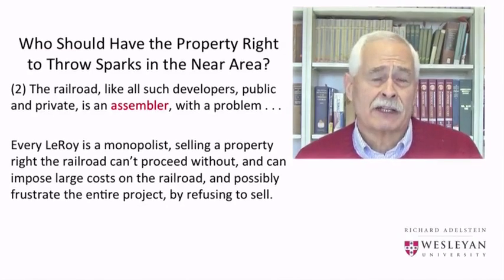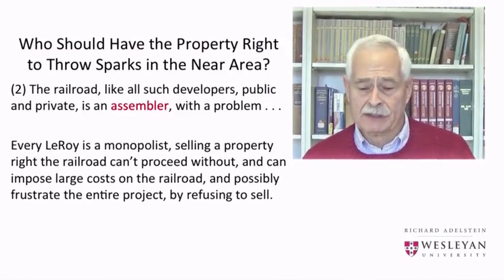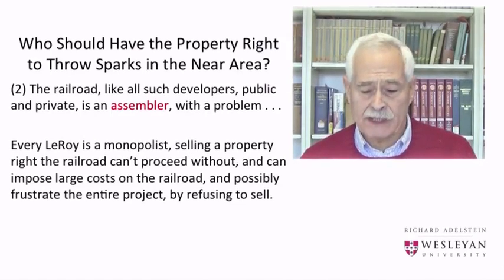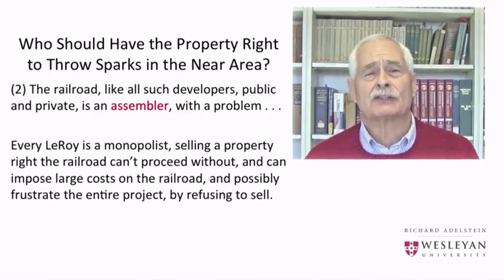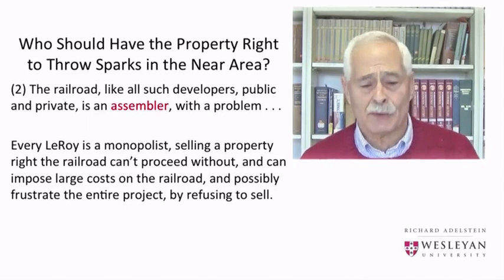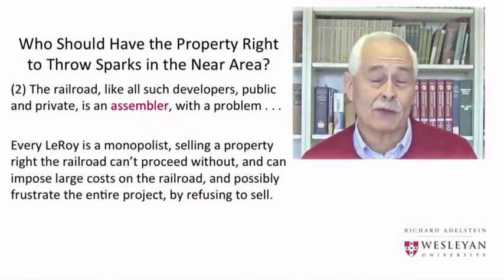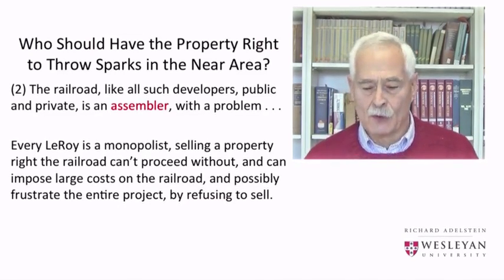What this means in our LeRoy example is that each LeRoy company is a monopolist. That is, each of them has a property right that the railroad needs to buy, and the railroad can't proceed with its project until it comes to terms with the particular LeRoys that hold the property rights that it needs. There's nobody else from whom the railroad can buy those property rights. It must deal with these LeRoys or with no one.